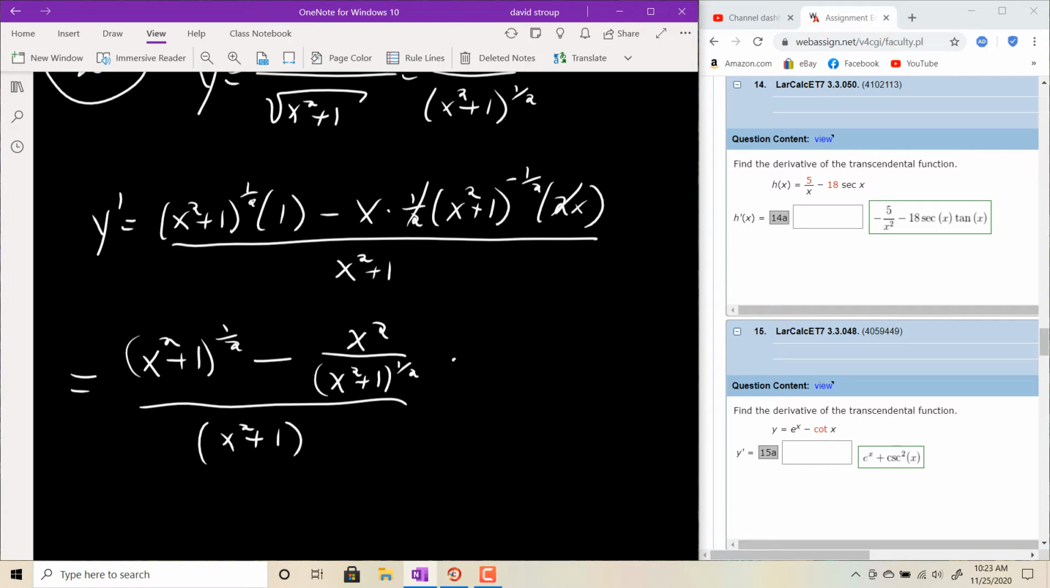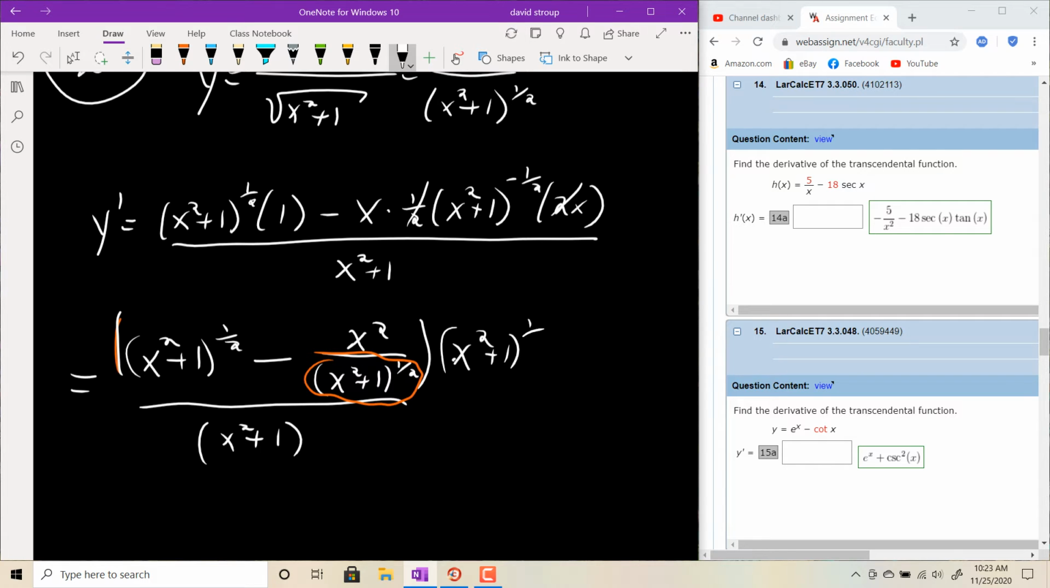You kind of see here what you need to do. You need to get rid of this fraction in the numerator here. So that's what you multiply by. That's how I know what to multiply top and bottom by. Okay, so I'm going to multiply top and bottom by x squared plus 1 to the 1/2.